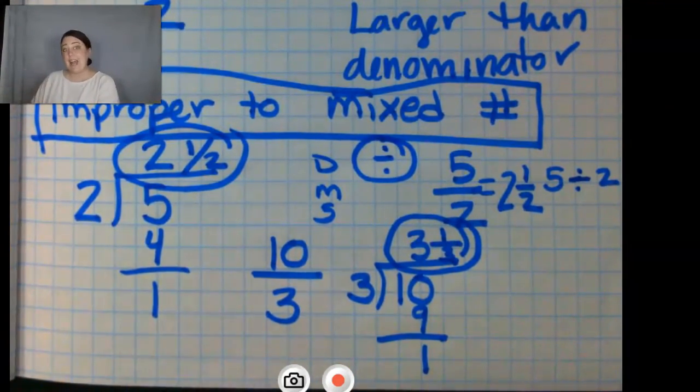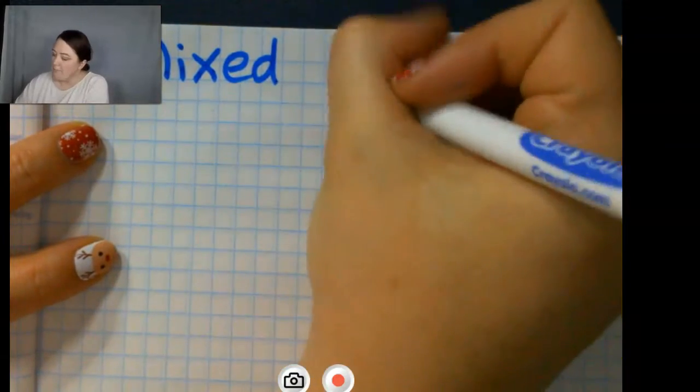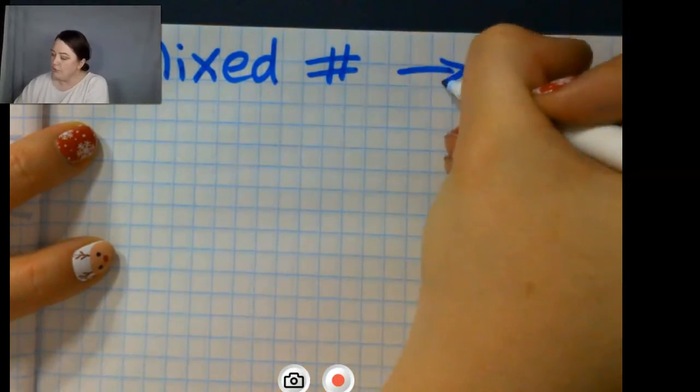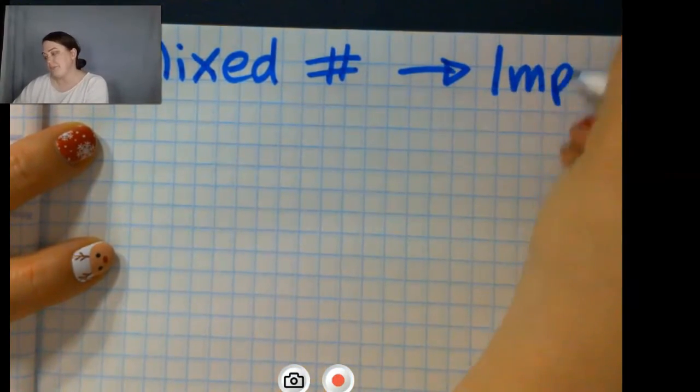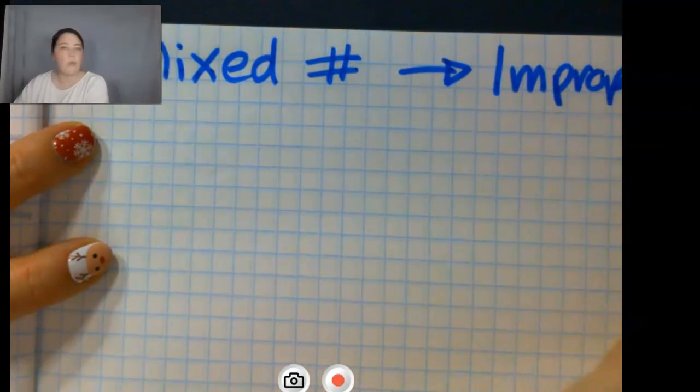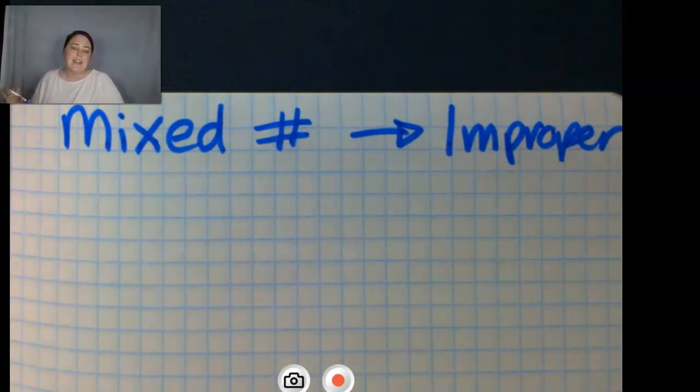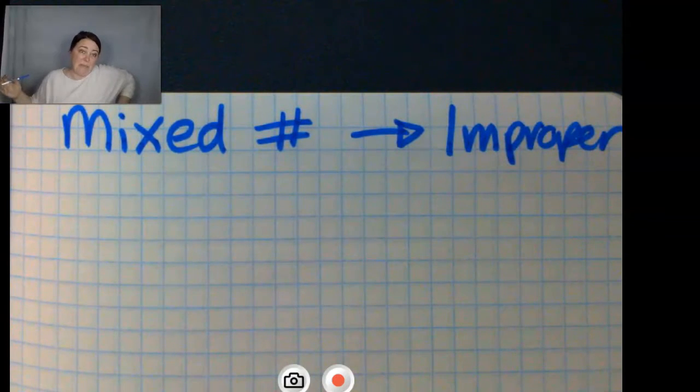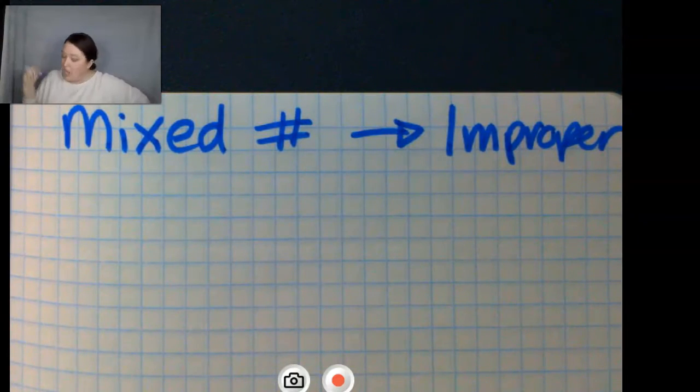Okay. Now, mixed number to improper. You might be thinking, but why, Miss Gorman? Why would you ever do that? In fact, it makes a lot more sense to leave them improper than it ever is to put the mixed number in terms of like higher level math. But okay, so how do we go from a mixed number to an improper?